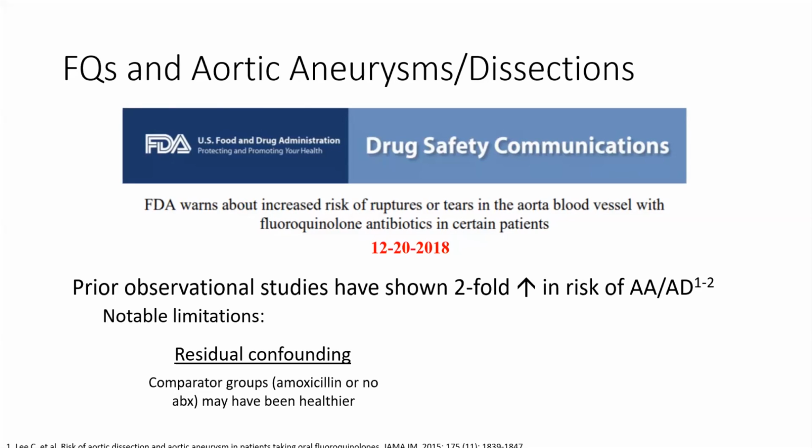First, there was a risk of residual confounding. These observational studies compared fluoroquinolone therapy to amoxicillin, a significantly narrower antibiotic, or no antibiotics at all. And so the comparator groups might have been healthier. There's also a risk for surveillance bias. The infections for which fluoroquinolones are used might have led to more imaging, which would have caught more aortic dissections or aneurysms.